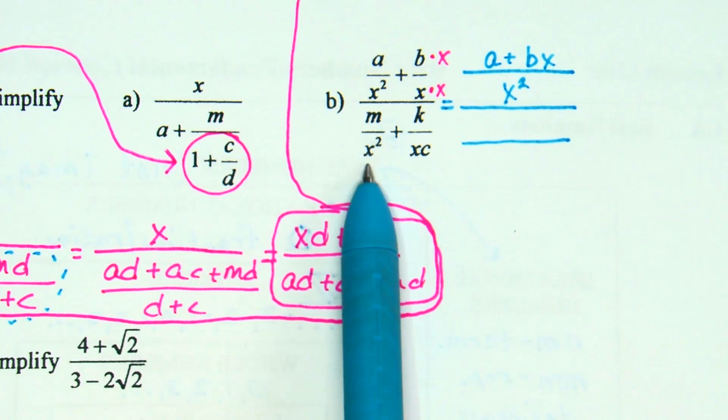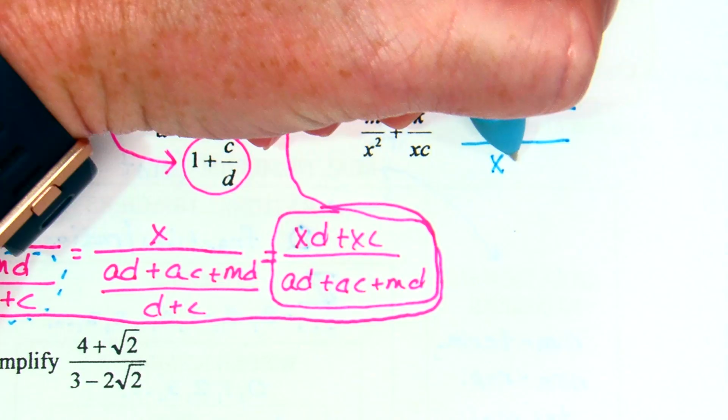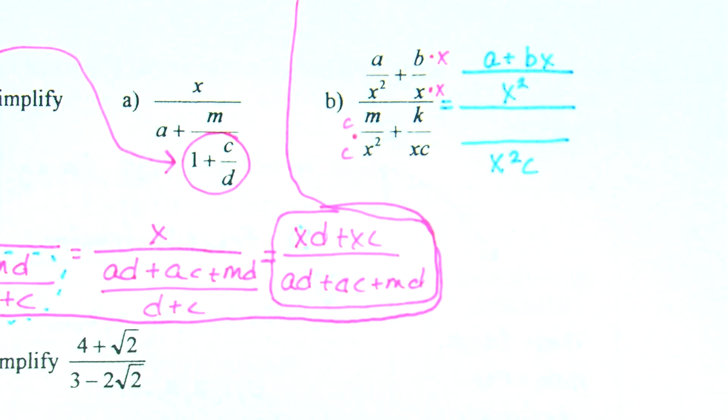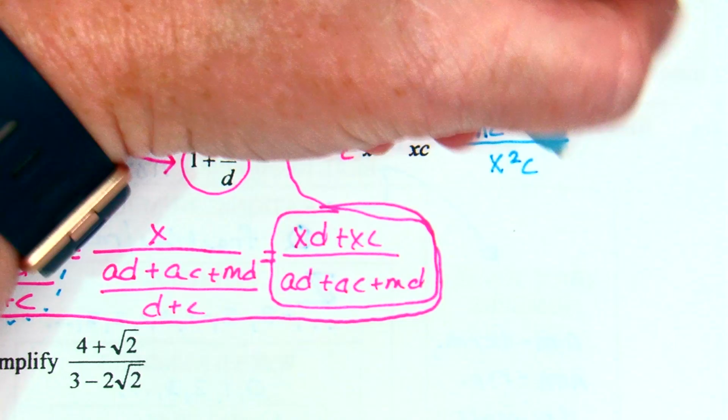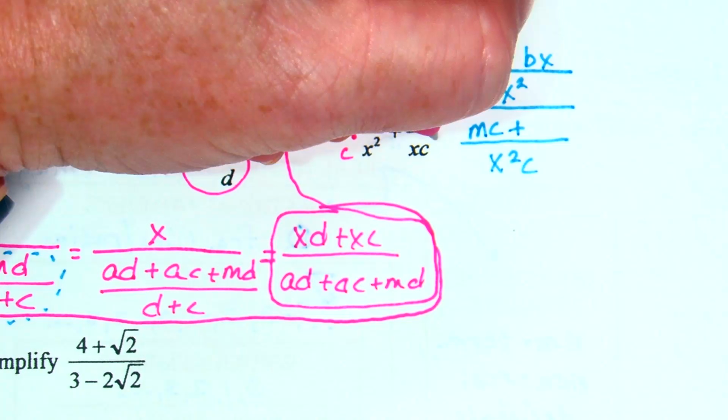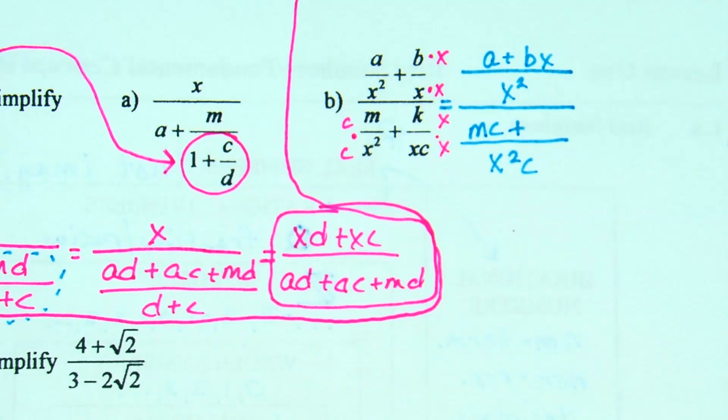What do we have to multiply the m by? To get that common denominator, we multiply by c. C times m, mc. Plus, what do we have to multiply the k by? What is it missing? It has x and c as a denominator. It needs another x. And so k times x is kx.